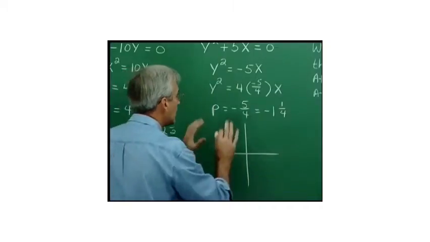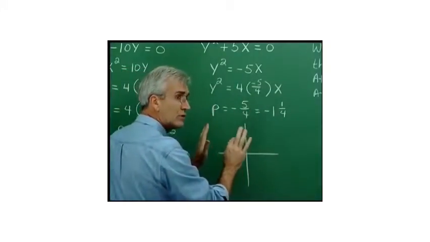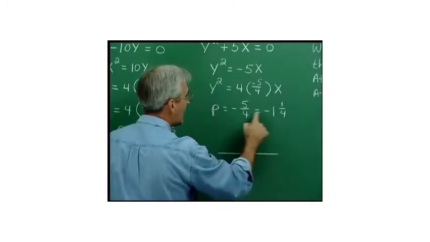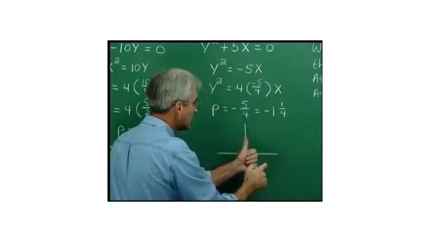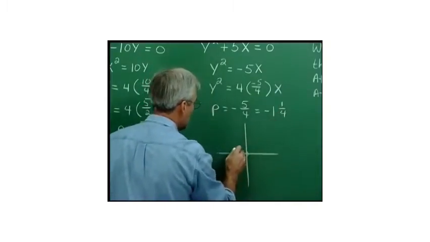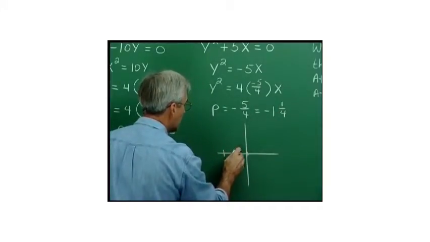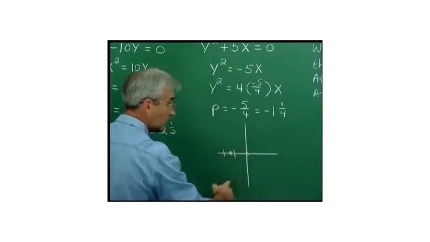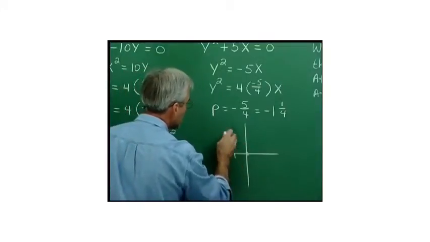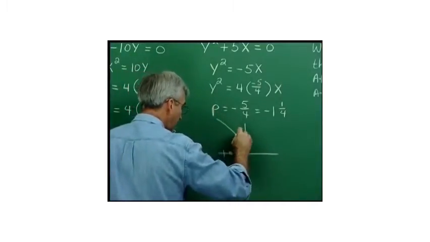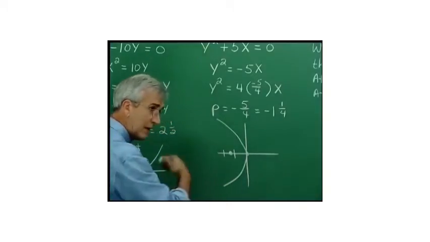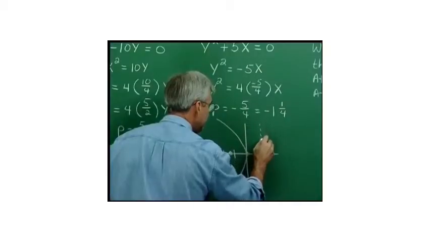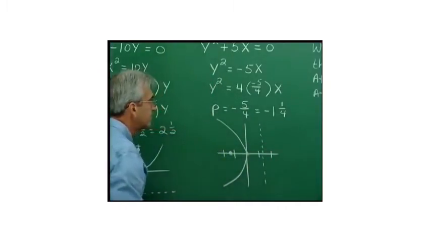All right, now we look at the value of p to decide the position of the focus. Now, our vertex is here at the origin. Our p-value is negative, so that's the negative direction, left or right, 1 1/4. Let's call this 1 and this 2, so 1 1/4 would be about right here. So the opening then, which tends to wrap around the focus point, looks like this. And the directrix is the same distance on the other side, so it would look like that.